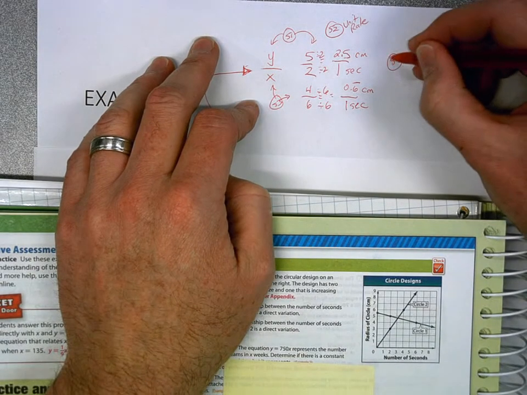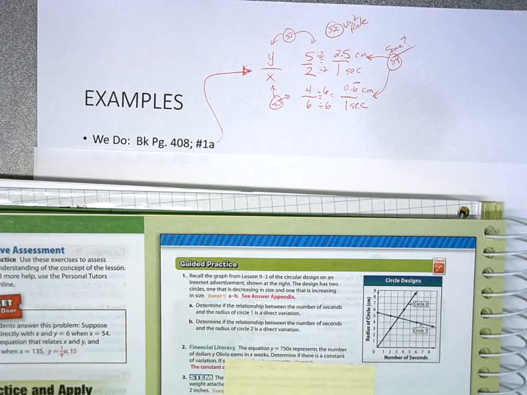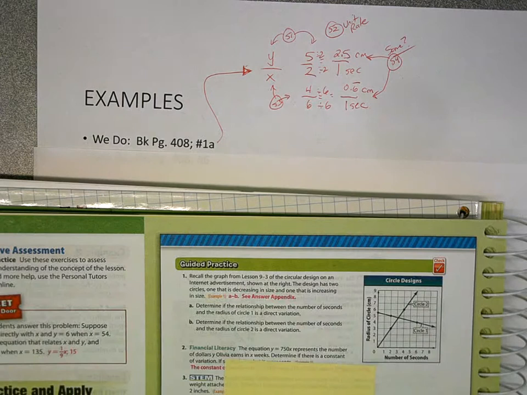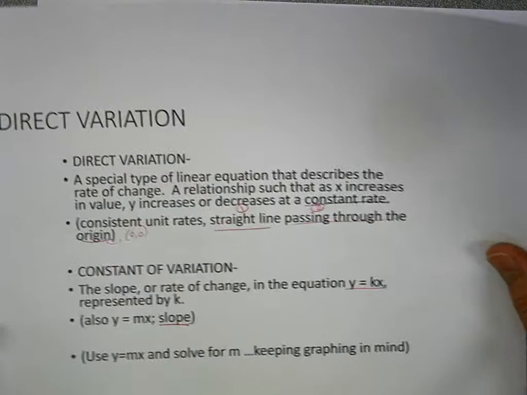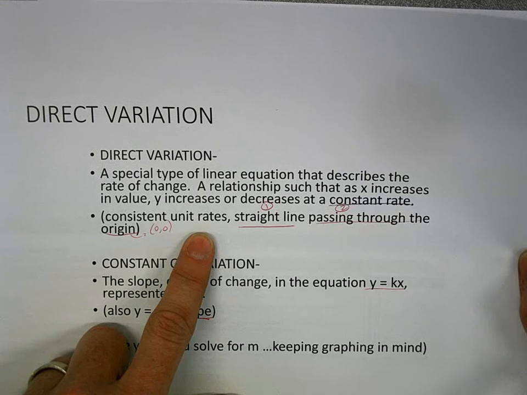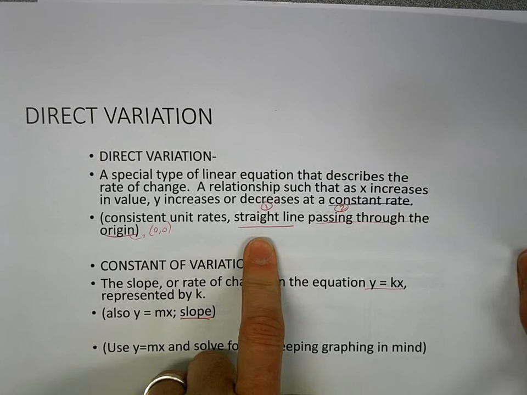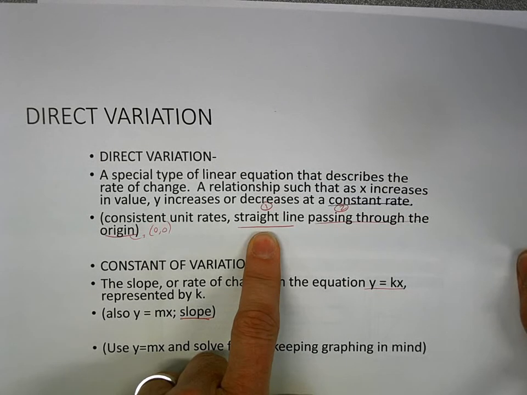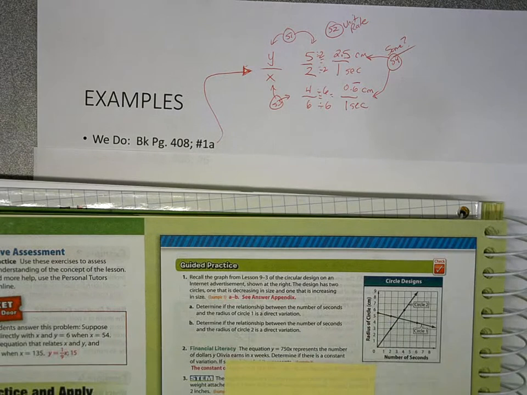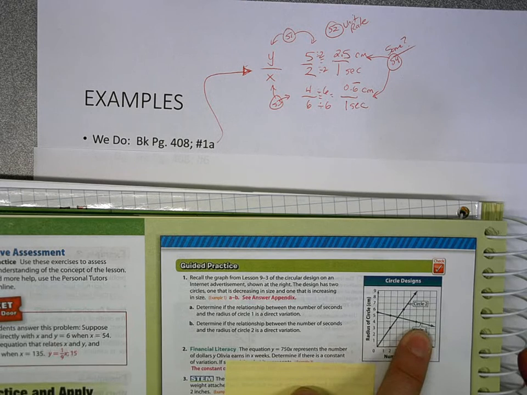Now, step 4, of course, is just a quick check. Are they the same? No. Direct variation will have the same consistent unit rates throughout the graph. Okay? That's what a direct variation is. Now, here's the other thing. The easier way is to take a look and say, is it a straight line that passes through the origin? Well, is it a straight line? Yes. But does it pass through the origin? No. So that would be, of course, another way.